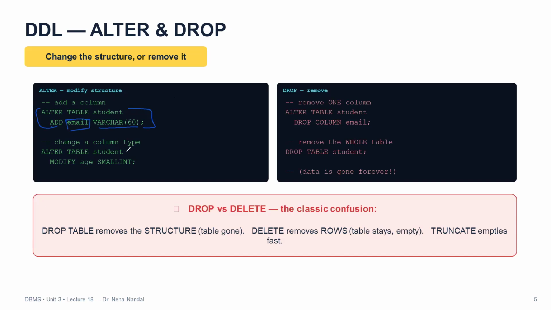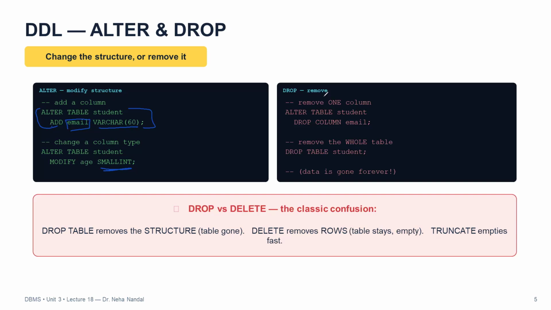Okay. If you want to change the column type, then what you will do: ALTER TABLE student MODIFY age, the column name, and its data type. We have changed it from integer to small integer. Okay, that is the thing. So that we have to do.